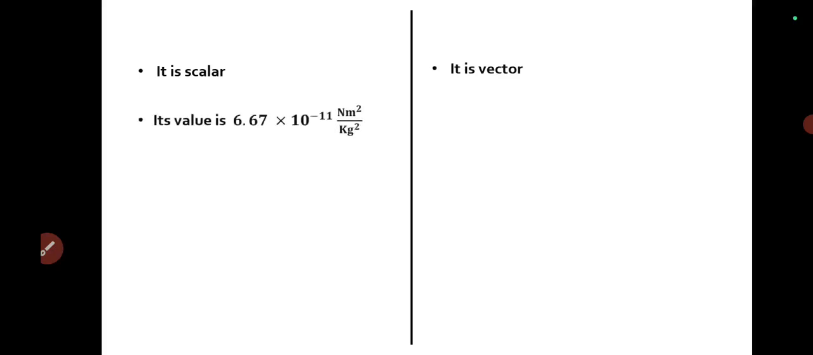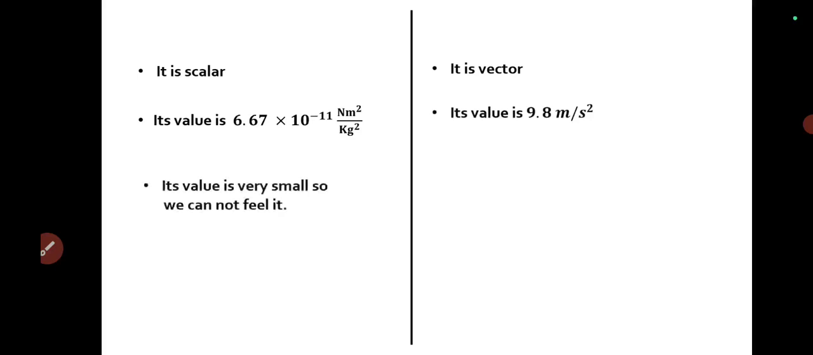Further, capital G, the gravitational constant, is a scalar quantity and small g is a vector quantity. The value of capital G is 6.67 times 10 raised to minus 11 newton meter square per kg square. And the value of small g is 9.8 meter per second square. Its value is very small, so we cannot feel it.